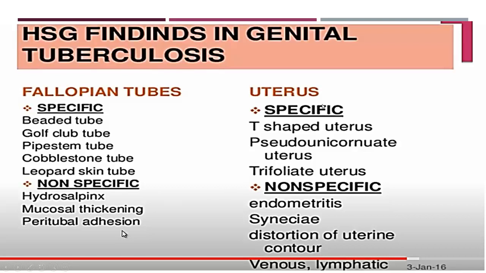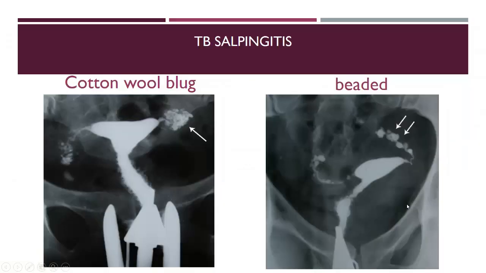In the uterus, the specific findings are the T-shaped uterus, due to the appearance of the uterus from endometritis, pseudo-unicornuate uterus, and trifoliate uterus, the non-trifoliate that we have seen in a previous slide, which is with adenomyosis. Non-specific findings are endometritis, synechiae, and distortion of the uterine contour with venous and lymphatic intravasation.